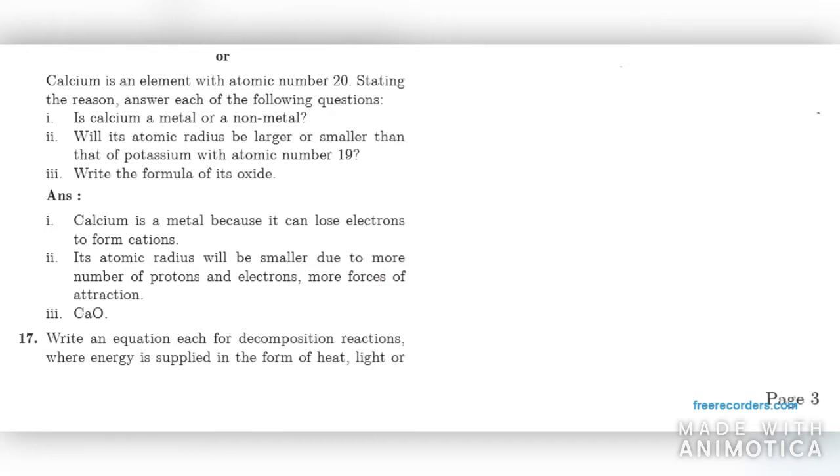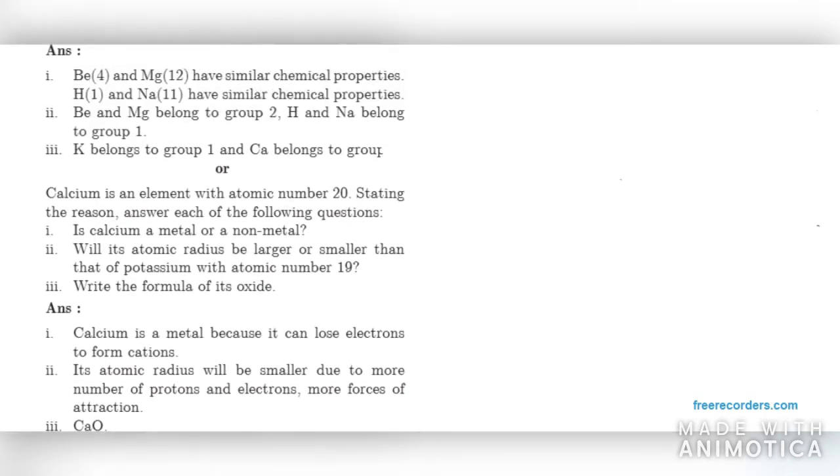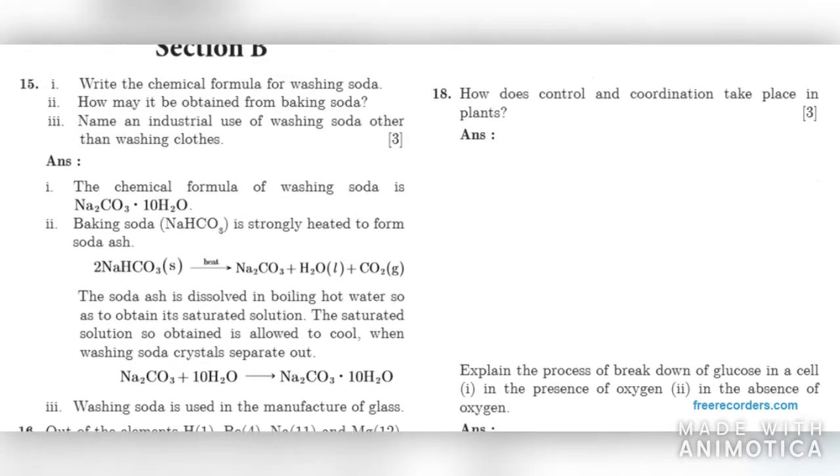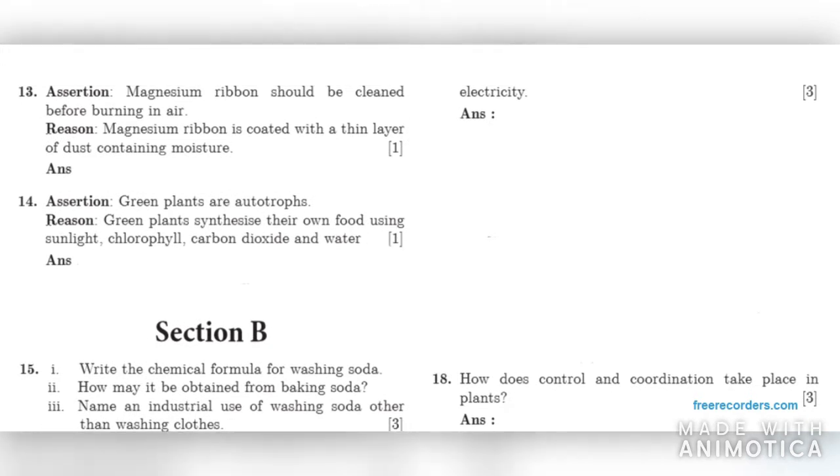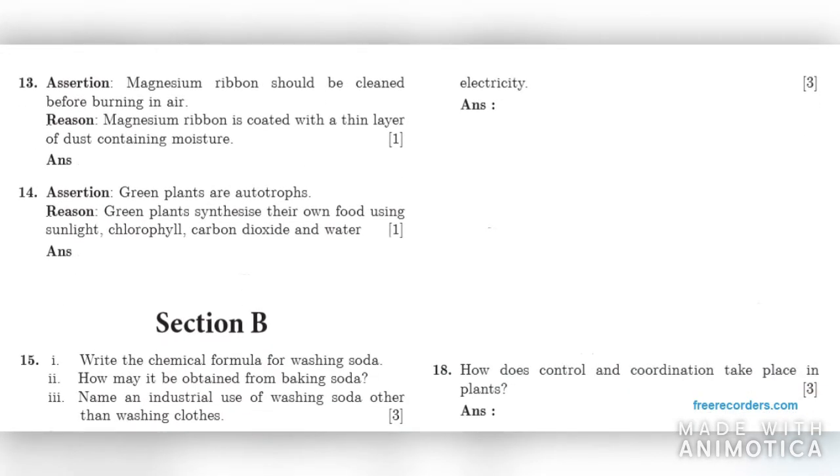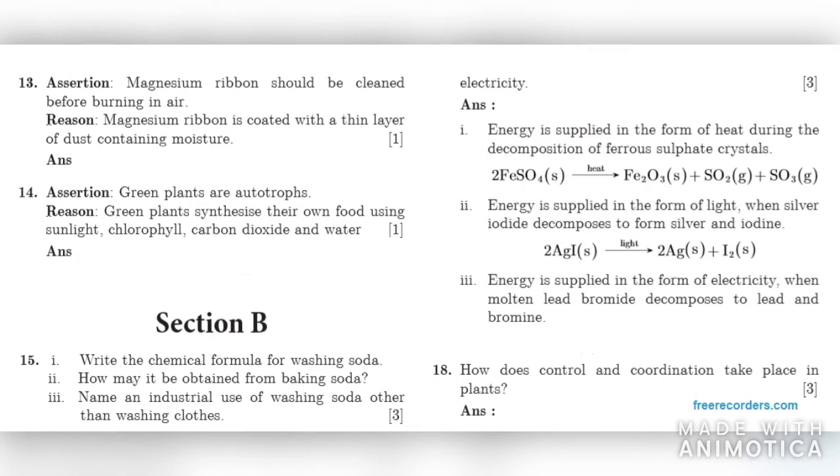Now question number 17. Write an equation each for decomposition reaction where energy is supplied in the form of heat, light or electricity. Here you can give 3 examples related to heat, light and electricity. In the case of heat, you can give the example of ferrous sulfate, because we have to provide heat to decompose ferrous sulfate into different parts. So it gives ferric oxide, sulfur dioxide and sulfur trioxide.